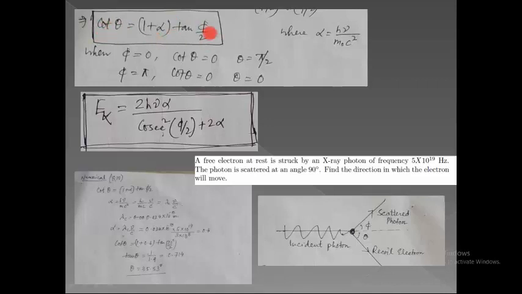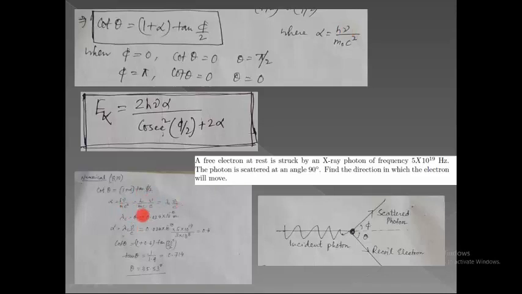Simple. So first, how will you do it? Please come back here. Those who are following, please hold your pen and paper. This is question bank numerical number 10. I'm using the formula cot theta is equal to 1 plus alpha tan phi by 2. First, I will calculate alpha. What is alpha? H nu by m0 c square. H is Planck's constant, m0 is the mass of electron, c is the velocity of light, and nu is the frequency of the incident photon. So I write it down in this way.